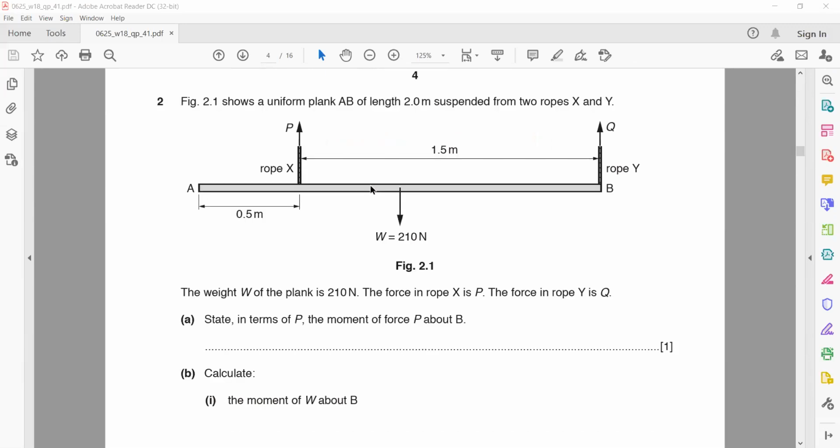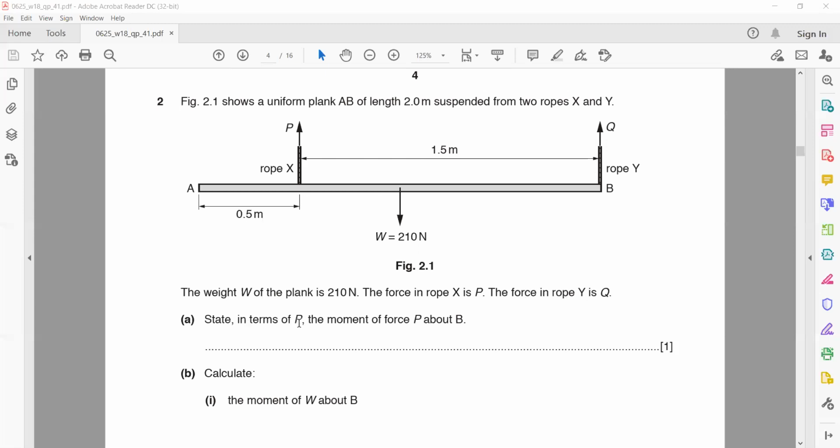In this question, figure 2.1 shows a uniform plank AB of length 2 meters suspended by two ropes X and Y. The force on rope X is P, and the force on rope Y is Q. The weight of the plank is 210 Newton.